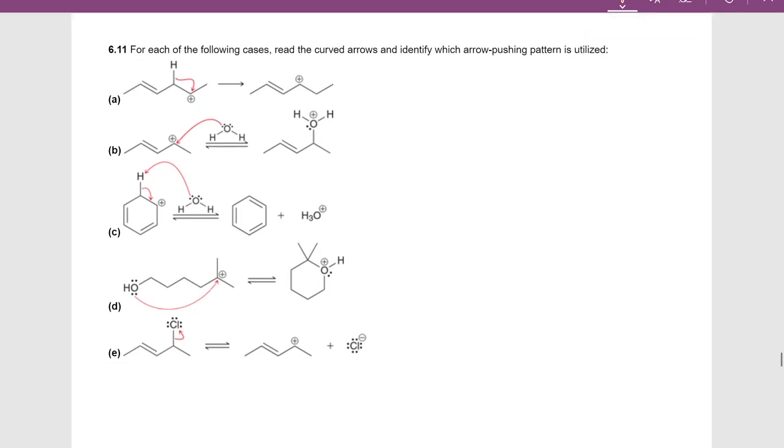Alright, so for each of the following cases, let's read the curved arrows and identify which arrow pushing pattern is utilized. Okay, so here we have a carbocation, and that could be a key to look for a rearrangement. This hydrogen is moving over, so we get a hydride shift, so that is a rearrangement. Now, it might not be so clear because you're not seeing the hydrogen where it moved. This is kind of an unclear example, but there are 2 hydrogens here now where there was only 1 before. Okay, so that was a rearrangement.